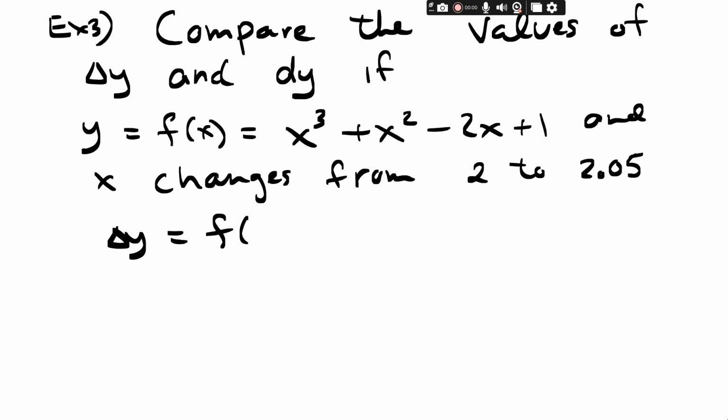Oh, perfect. Yeah. So this is f of x plus delta x, 2.05. That's the value minus the original one, which is f of 2. So this would be the change from 2 to the next value up. And then that's over the delta of x, which is 0.05.